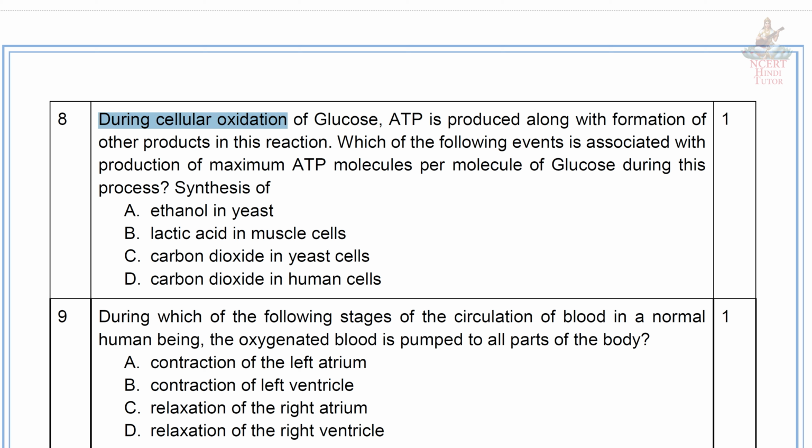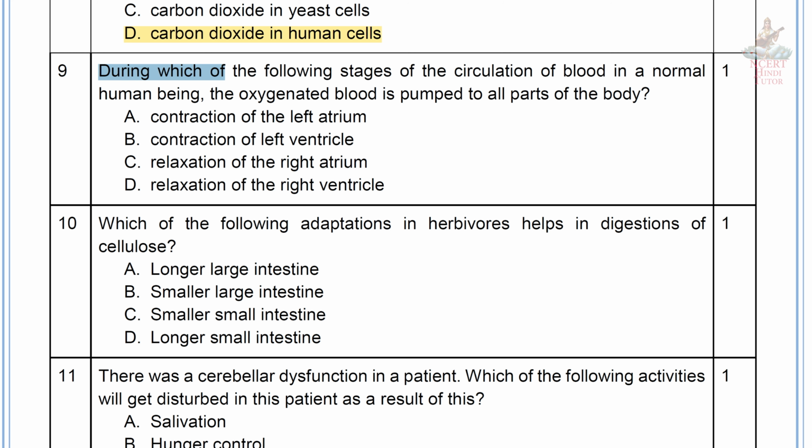Question 8. During cellular oxidation of glucose, ATP, that is adenosine triphosphate, is produced along with formation of other products in this reaction. Which of the following events is associated with production of the maximum ATP molecules per molecule of glucose during this process? Answer D, synthesis of carbon dioxide in human cells. Question 9. During which of the following stages of the circulation of blood in a normal human being is the oxygenated blood pumped to all parts of the body? Answer B, contraction of left ventricle.